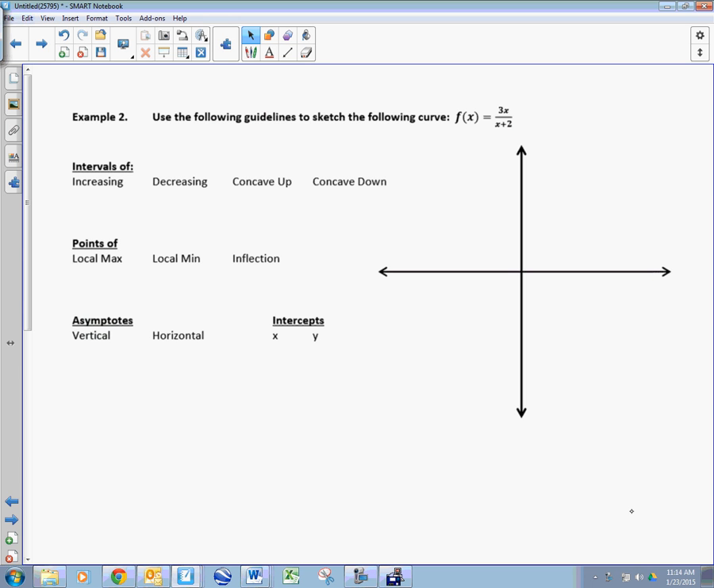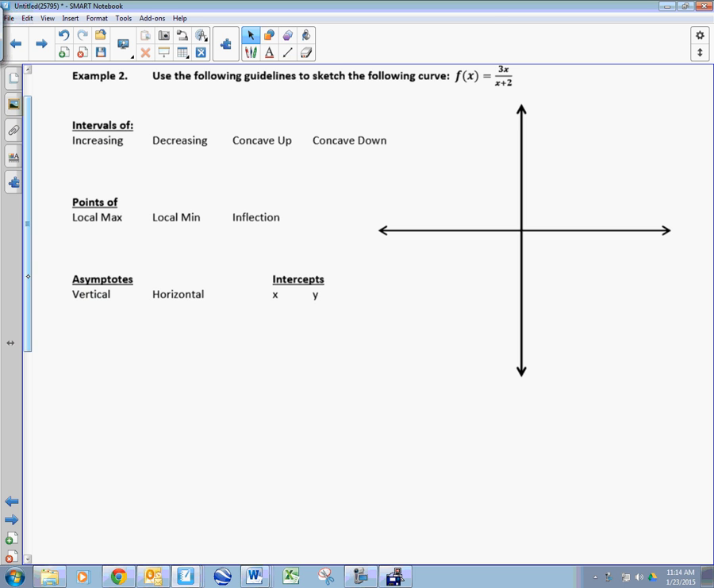Okay, today we look at a rational function. We have f of x equals 3x over x plus 2. And I'm going to move rather quickly here until somebody slows me down.